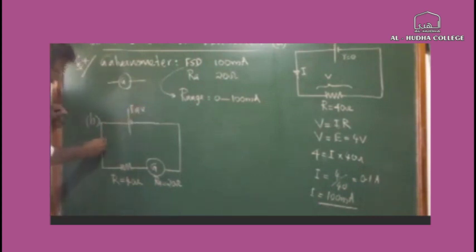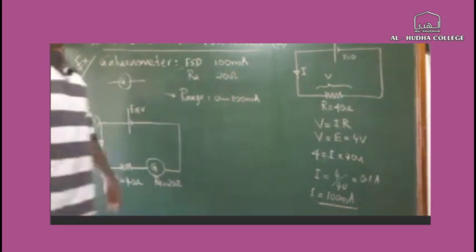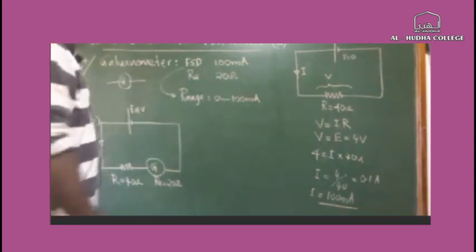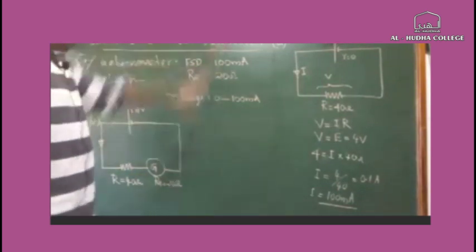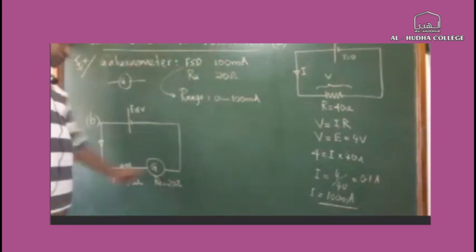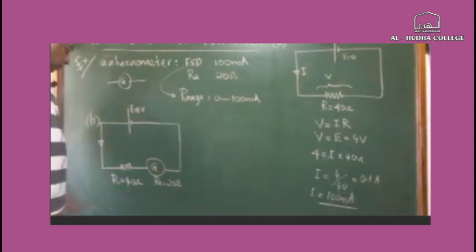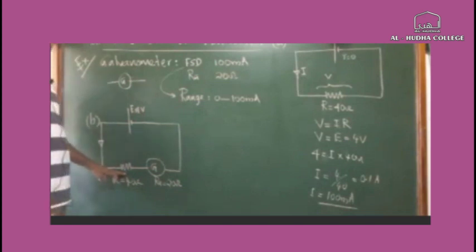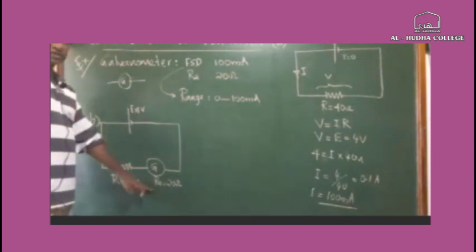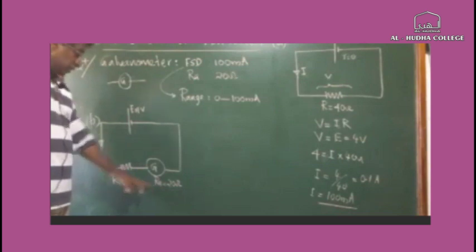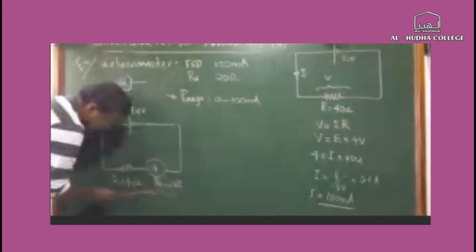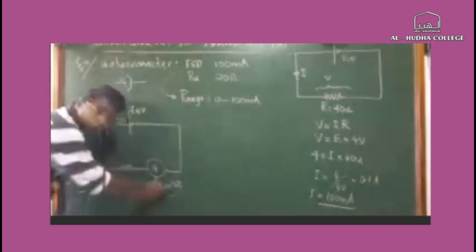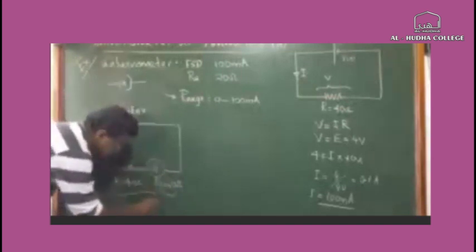The new current will not be the same, right? Because earlier the voltage was 4 volts, here also 4 volts. But the total resistance in the circuit is now different, because we have added an additional resistor, that is the internal resistance of the galvanometer, into the circuit. So the new resistance is a series combination of 40 ohm and 20 ohm, that is 60 ohm, right?